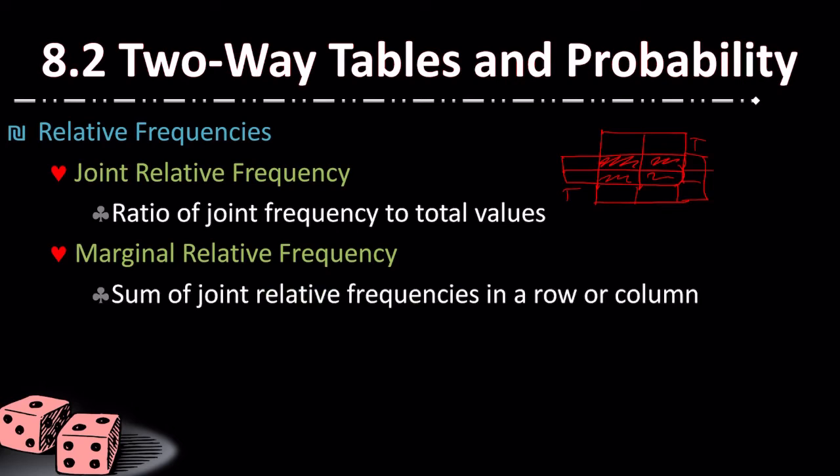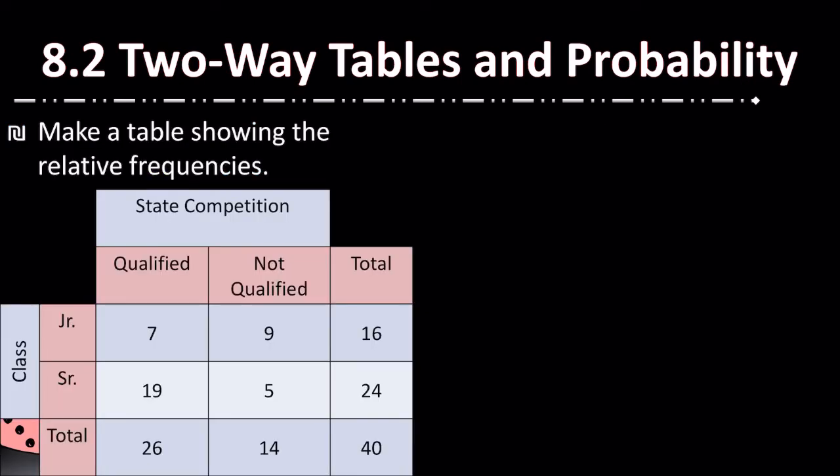A marginal relative frequency would be the sum of the joint relative frequencies in a row or column. So to get the marginal relative frequency, just add across or add down. So let's make a table showing our relative frequencies. What we're going to do is divide them all by the total. Our grand total is 40, so we can just divide these all by 40.